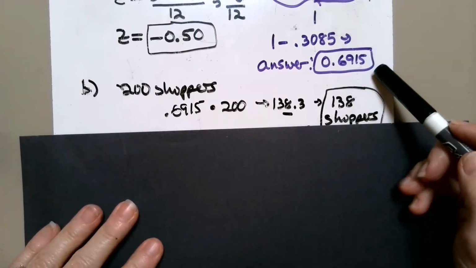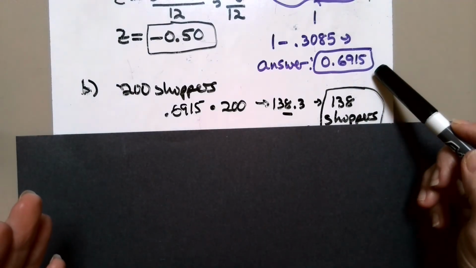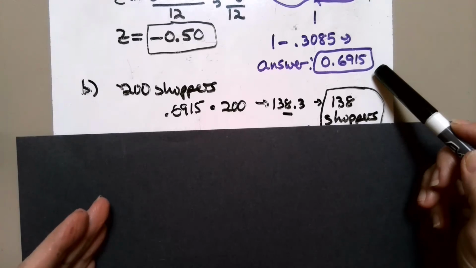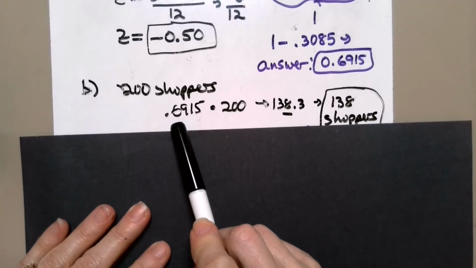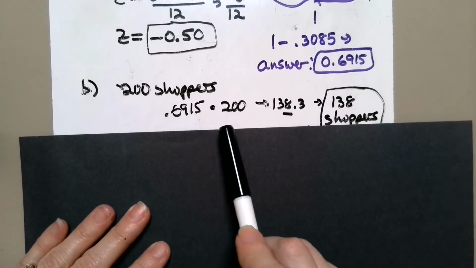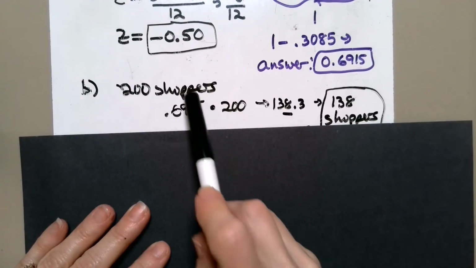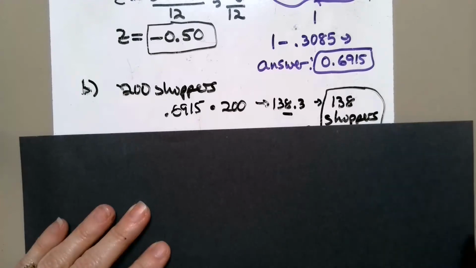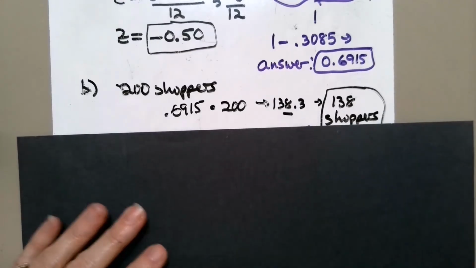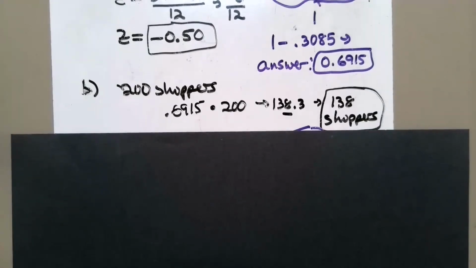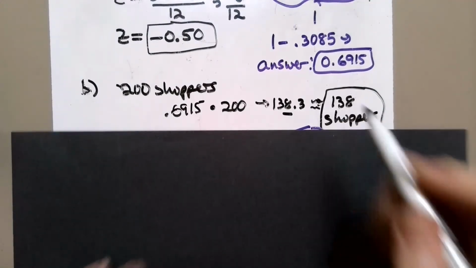So the proportion or the probability that one shopper would spend more than 37 minutes, 0.6915, is the proportion of shoppers. So we're going to take that probability, 0.6915, times our 200 shoppers in the sample, which is going to give me 138.3 shoppers. But you can't have 0.3 shoppers, so the closest whole number, if you look in the tenths place, is the 3, so you keep it the same. It's about 138 shoppers you could expect out of every 200.